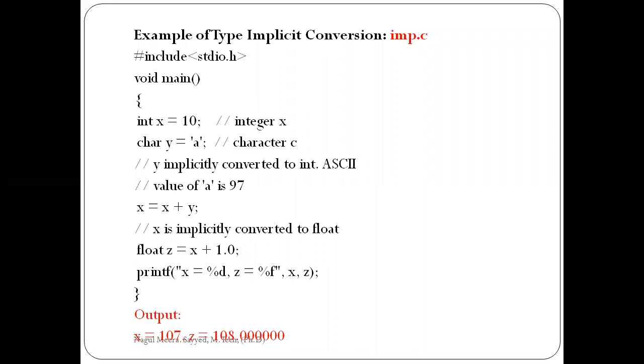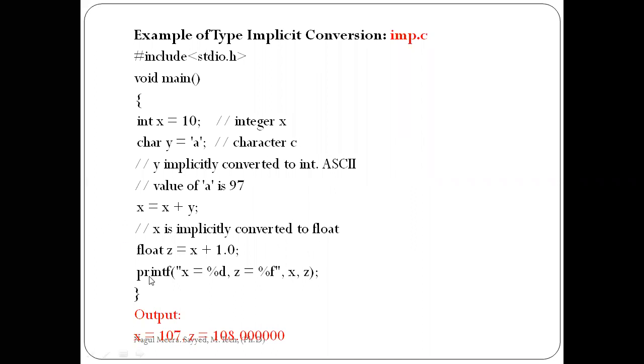So x equal to x plus y means 10 plus 97. 10 plus 97 is added. Now 10 plus 97, what is the value? 10 plus 97 means 107. So x consists of how much? 107. Okay, now the value is 107.